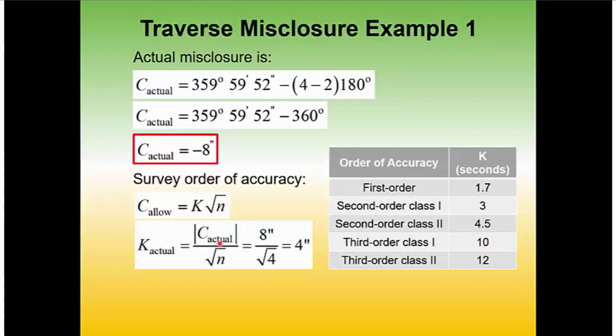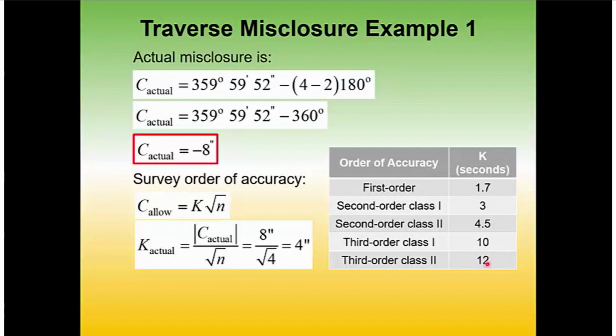Our actual k value is equal to the absolute value of the actual closure divided by the square root of the number of interior angles. We can see that this result gives us 8 seconds divided by 2, or 4 seconds. We'll take our k actual value and start comparing from the bottom going towards the top.